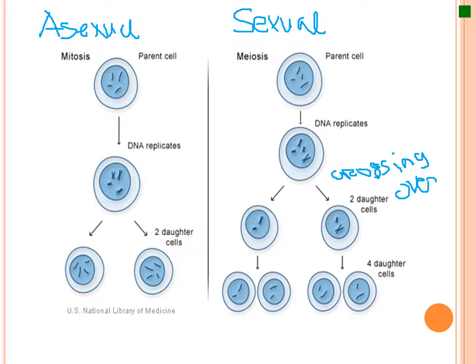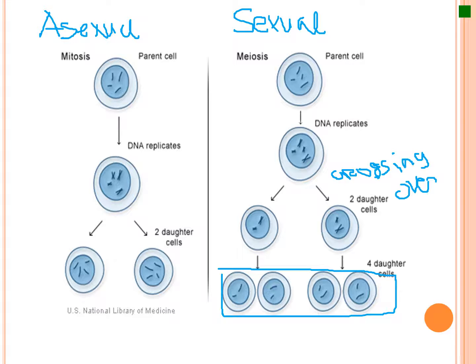After that, the two daughter cells divide into four daughter cells. This is just to make sure that the zygote receives the correct amount of genetic information, not double. These daughter cells are haploid cells because they have half the number of chromosomes.